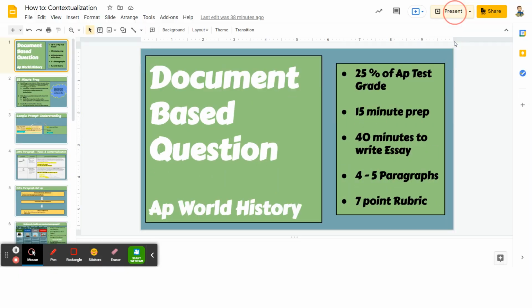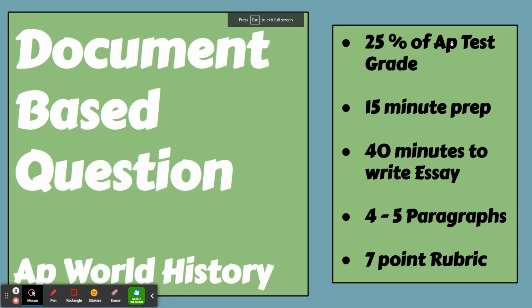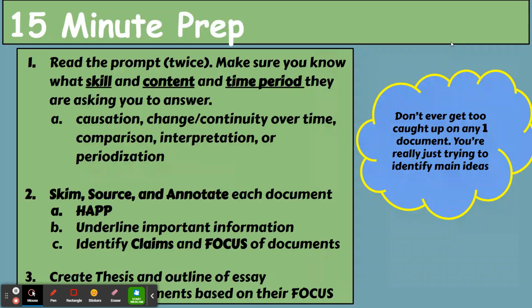How to do contextualization. Before I get there, just know that you're going to write your context paragraph in your document-based question, where you get 7 documents. You get a prompt. You have to answer that prompt with an argument, and you have to argue your point throughout this essay. And it's a DBQ. You're going to be forced to use 6 documents and all that, and we'll go over it. But the big idea is it's a 55-minute DBQ. It's a quarter of your grade. It's going to be between 4 to 5 paragraphs, and it's based on a 7-point rubric.